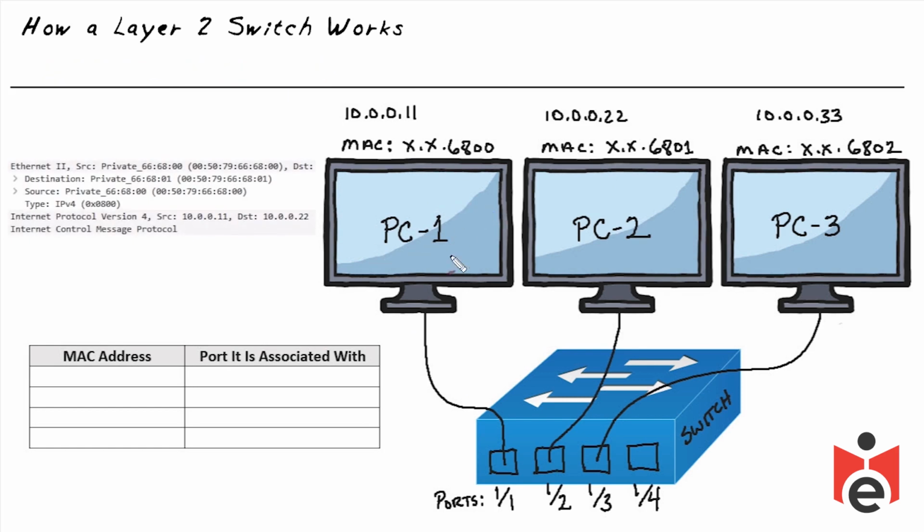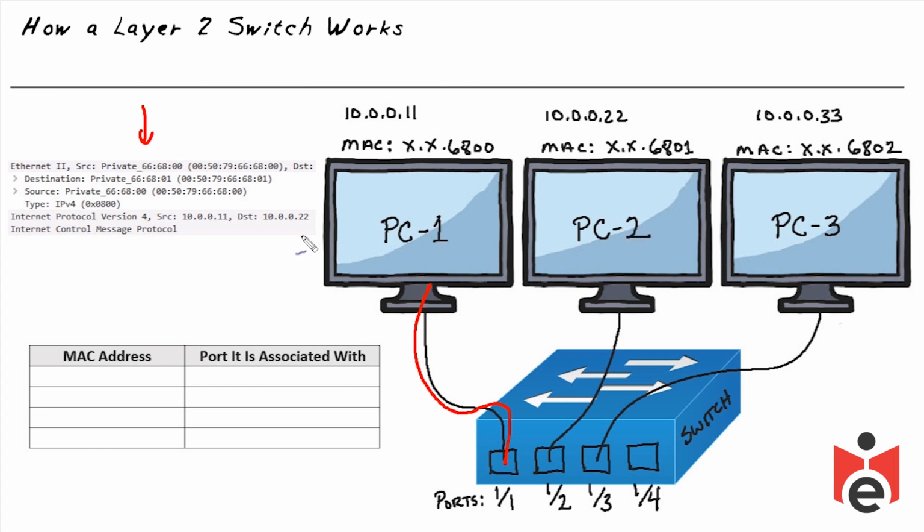And let's use PC 1 as an example. Let's imagine that PC 1 is sending a frame of data bit by bit into the network through this port on the switch. And it just so happens I had conveniently available a packet capture showing the layer 2 information that PC 1 would be using if it was communicating with PC 2.